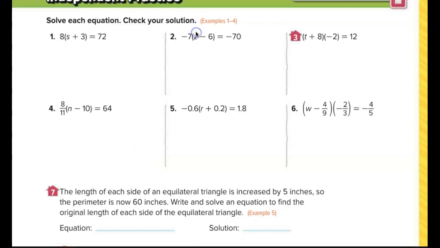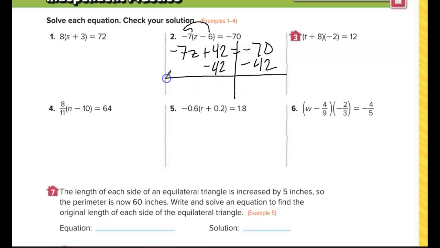Your negative 7. So a negative 7 times z would be negative 7z, and then a negative 7 times a negative 6 would be positive 42. So then how do you get rid of a positive 42? Negative 42, negative 42. So this would give me negative 7z, and this would give me negative 112. Is that right? 112, yes. So then I divide by a negative 7, divide by a negative 7, and that's how we get z to equal 16.